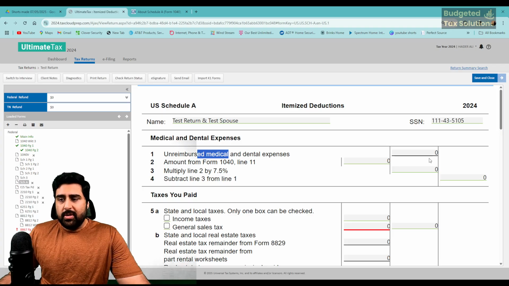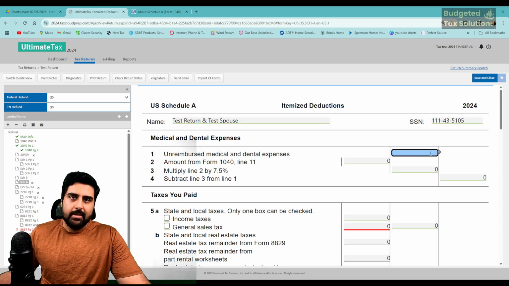Now, once you put in your dental and medical expenses, like I said, the cap is on line 3 here. So let's go ahead and play out a scenario. First of all, let's add some income. Right now I have no income on this tax return. It's a dummy return. I need to put some income on there to get an adjusted gross income. So let's quickly do that.